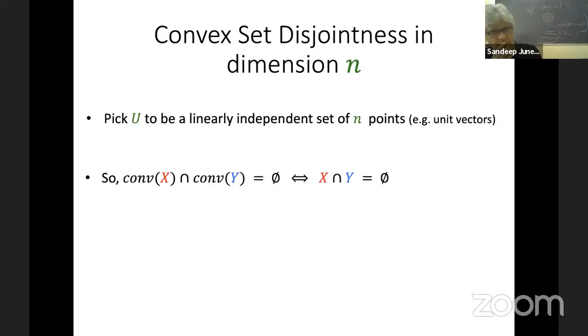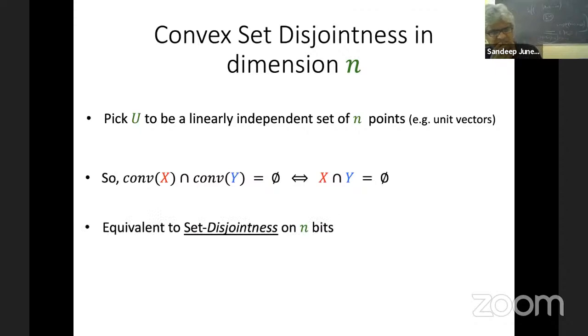In fact, for this to hold, we only need affine independence. We don't need linear independence, but linear independence is certainly enough. And so we see that once we consider this problem in dimension n, we just get a combinatorial problem of deciding whether the subsets are disjoint. So there is no added value from the geometry.